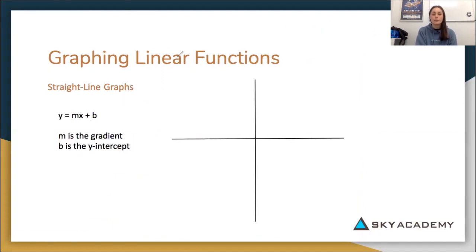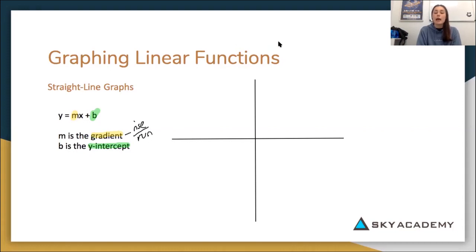In the equation of the straight line, our m is our gradient, and that is the slope of the line. We calculate the slope of the line by doing rise over run. And then we have our b, and our b is our y-intercept. Wherever our straight line crosses the y-axis, that will be our y-intercept.